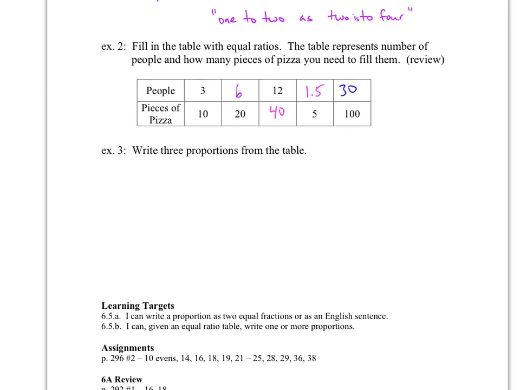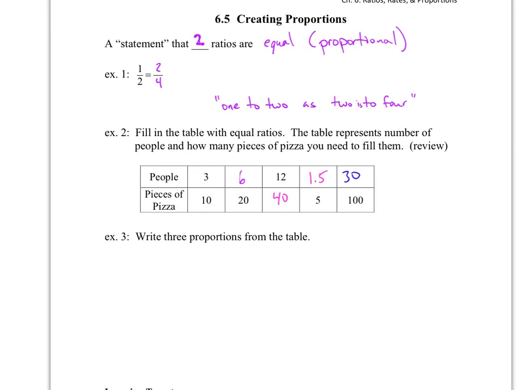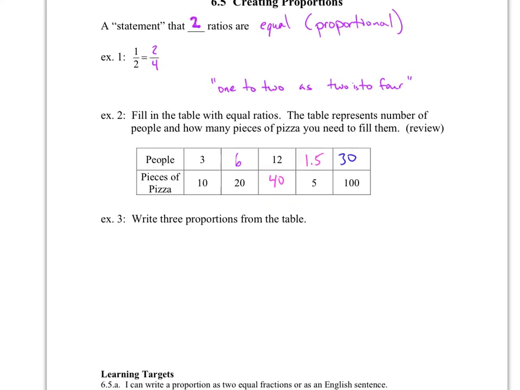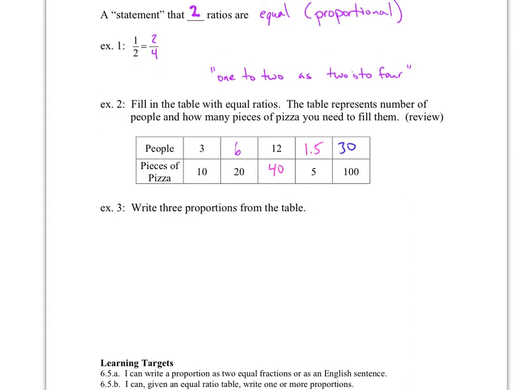So let's write a proportion from the table. So back up to the top, a proportion is a statement that two ratios are equal. So who can give me a proportion from our table? In the table meaning the people and pieces of pizza. Ethan, what do you think? Wait, is it 3 and 10, like 3 over 10? 3 over 10. So that's one ratio. So we're not a proportion yet. A proportion is a statement that two ratios are equal. And 6 over 20. And they have to be equal, so we put an equal sign in there. So there's one proportion that we wrote. Right, you have two ratios in a proportion, an equal sign between.